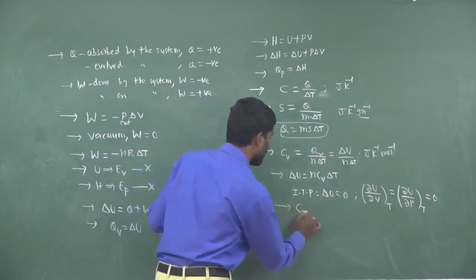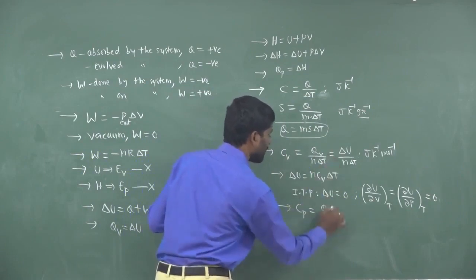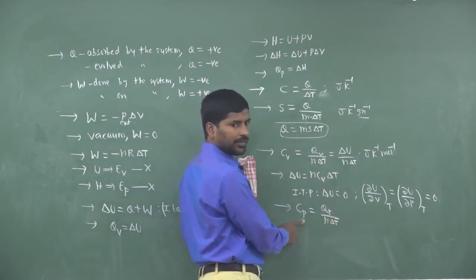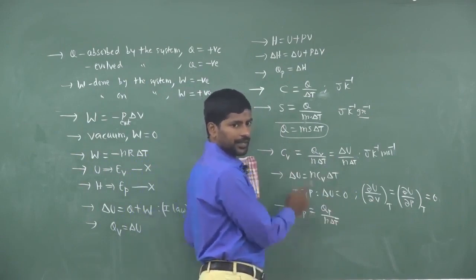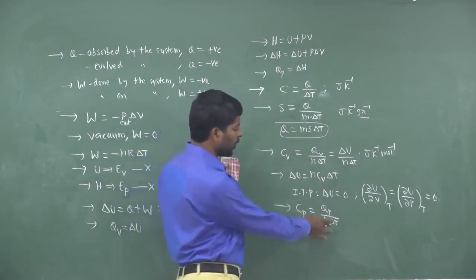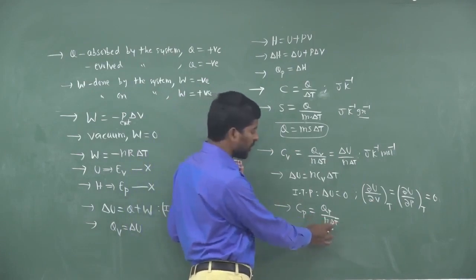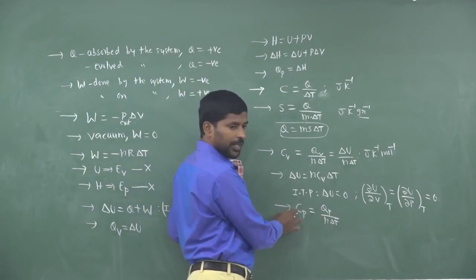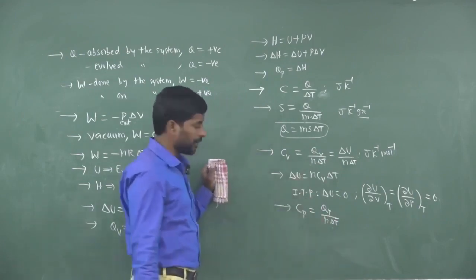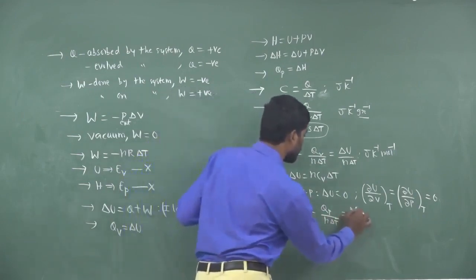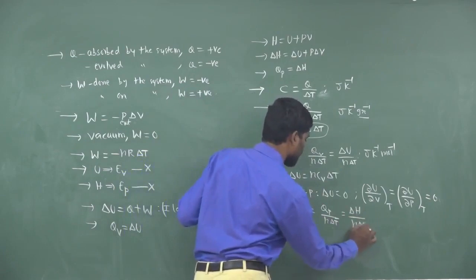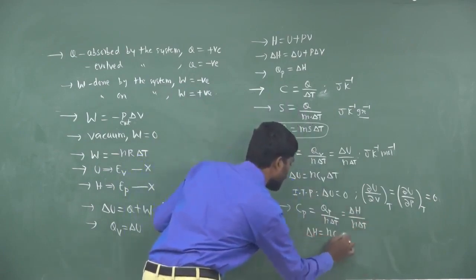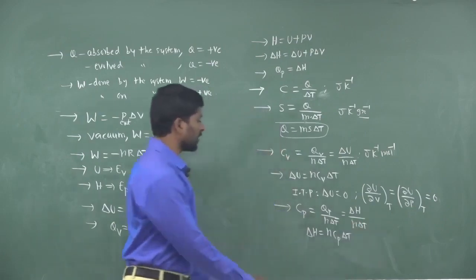Next, Cp. If you take Cp, then what do we get? Qp by n delta T. This is also molar heat capacity, but at constant pressure. At constant pressure, if we want to raise the temperature of 1 mole of substance by 1 degree, what is the amount of heat required? That is called Cp, at constant pressure. But Qp is equal to what? Delta H. Therefore, delta H is equal to n Cp delta T.